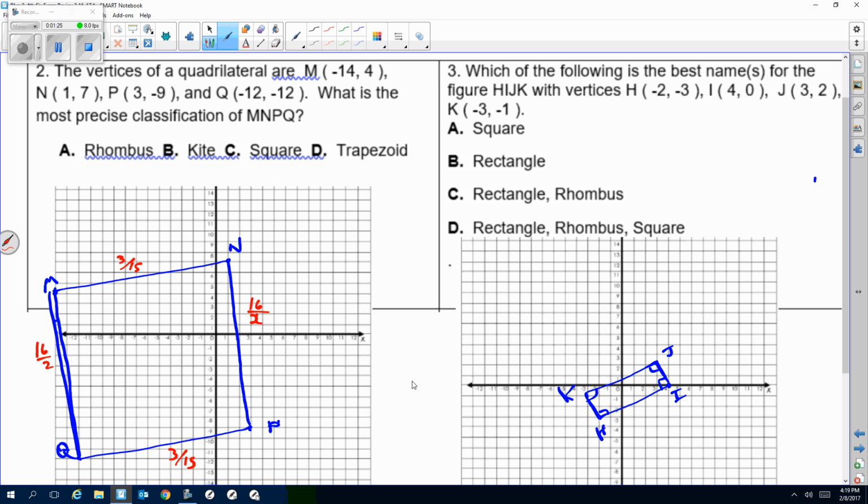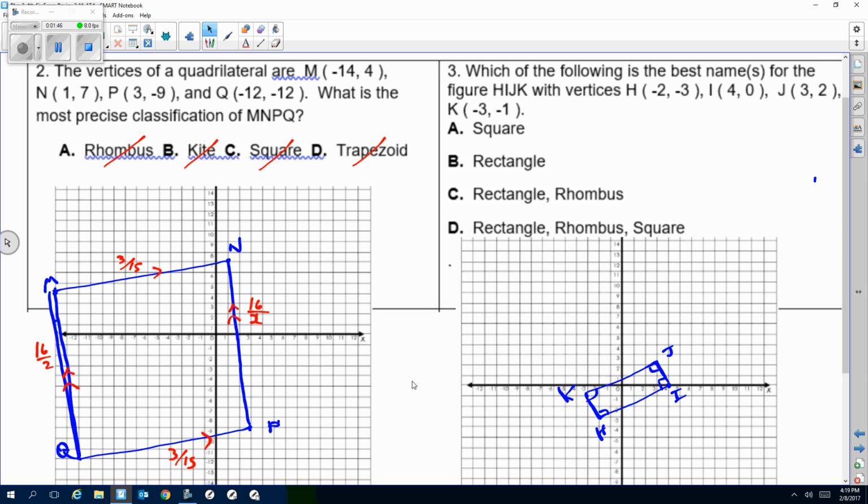So the least it could be is a parallelogram with opposite sides parallel, which is not a rhombus because they're not congruent. It's not a kite. It's not a square because they're not perpendicular. None of these answer choices work, okay? So I just kind of wanted to talk about that real quick.